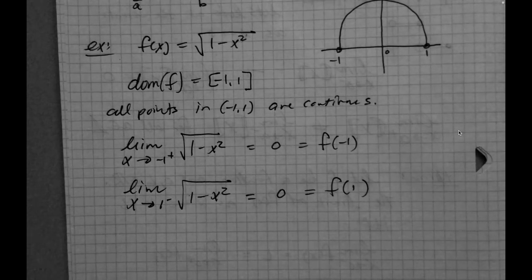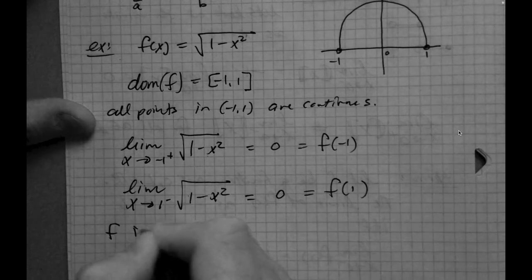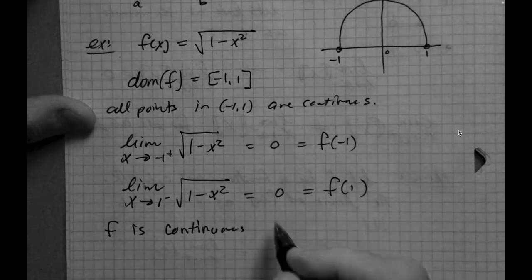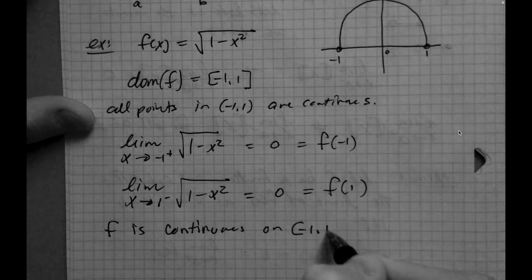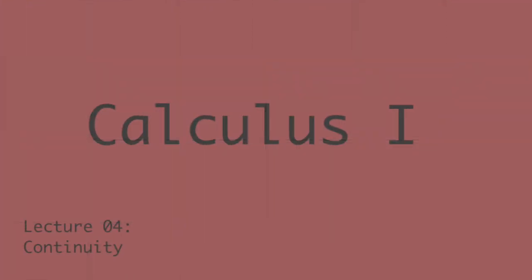Okay, and so basically we can say that f is continuous on [-1, 1]. That's on its entire domain. It's continuous. All right, so I think we'll end the video here, and then I'll continue it in a part B.